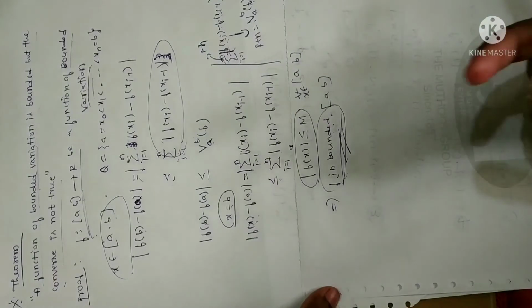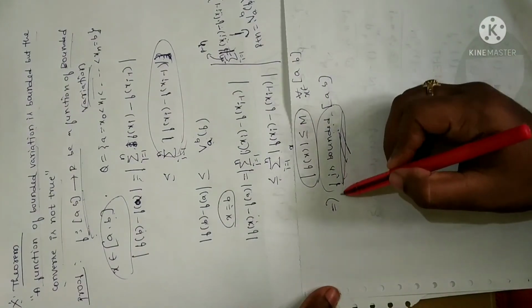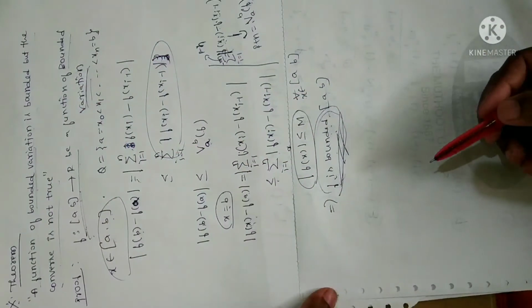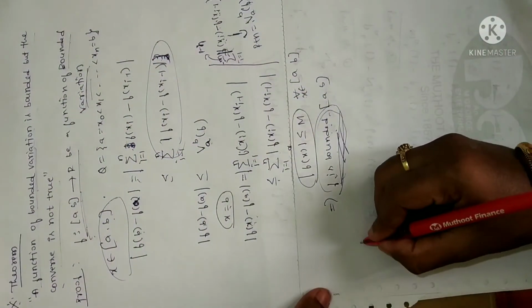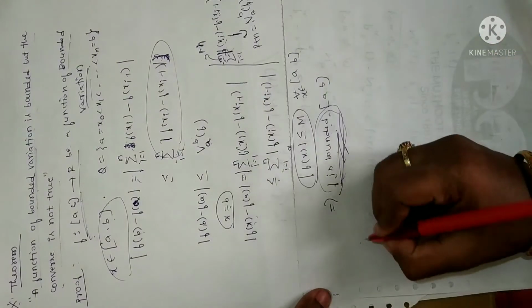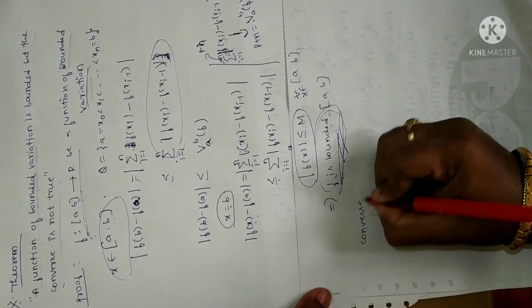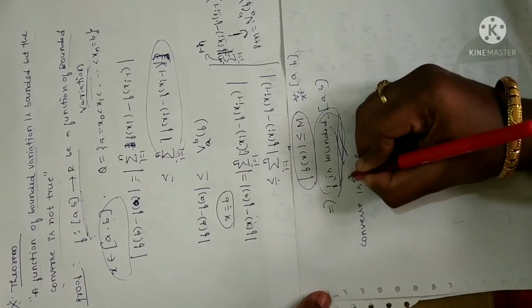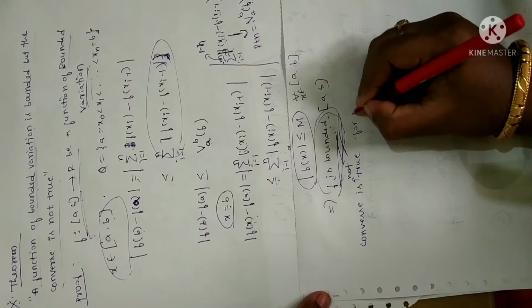Now we have to prove the converse is not true. Converse in the sense, if you assume a bounded function, it need not be of bounded variation. So the converse need not be true. So we can give one counter example for that. The converse is very important, please practice this. The converse is not true. I'll give an example.